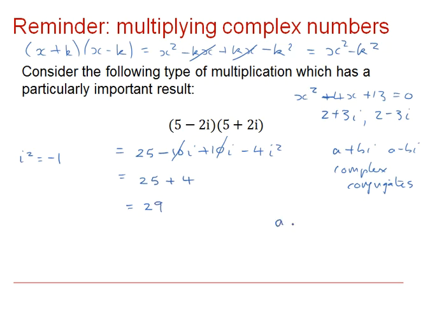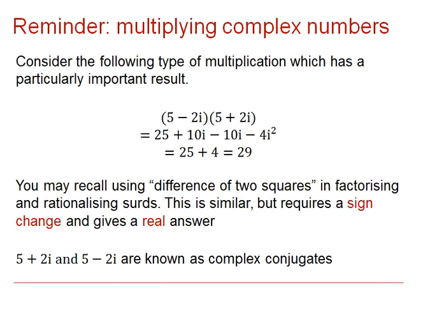In general then, if we multiply a plus bi times a minus bi, we are always going to end up with a squared plus b squared, which, given that a and b are real coefficients, will always be real. This multiplication of two complex conjugates is a really important concept to remember and use.